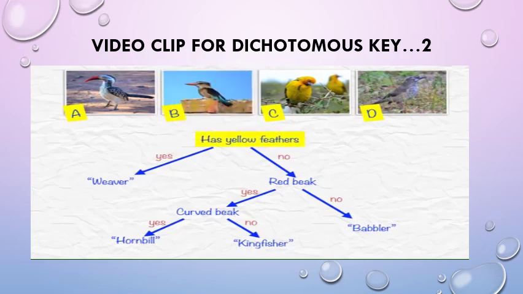We start at the top, has yellow feathers. Well, organism B does not have yellow feathers, so we follow the no arrow. Does it have a red beak? Yes, we follow down the yes arrow. Is that beak curved? No, it's actually straight, so we follow down the no arrow when we arrive at Kingfisher. We've identified it the same way we did in the first exercise, it's just a slightly different method of using the same tool.